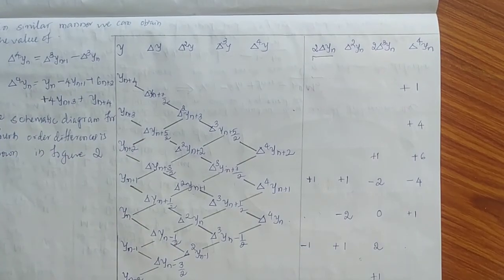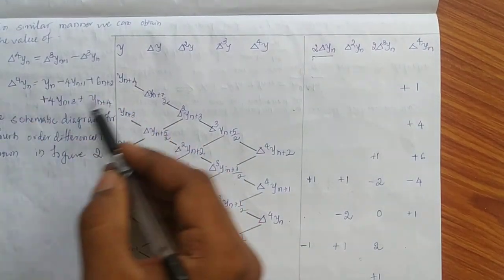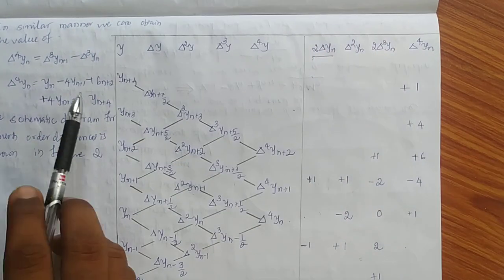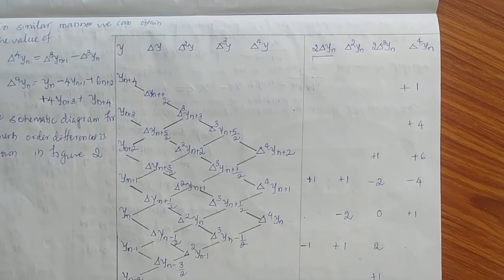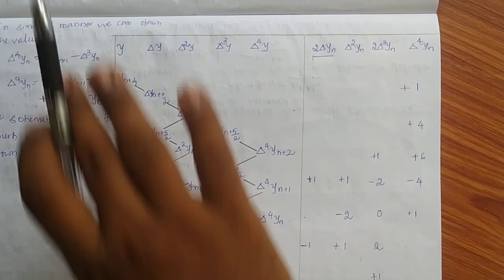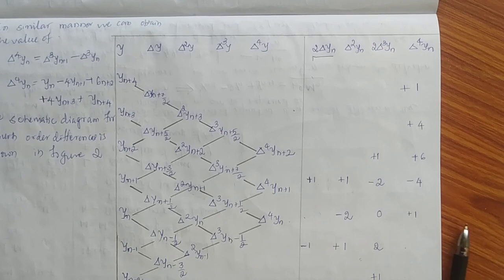Okay, so that's how we need to get the equation for the fourth order difference by using the central difference method. I think you have understood these concepts. Okay, these are all called the finite difference methods, right? Thank you.